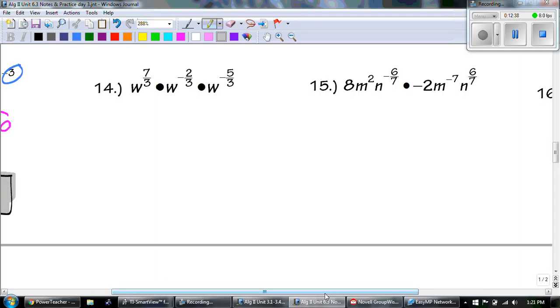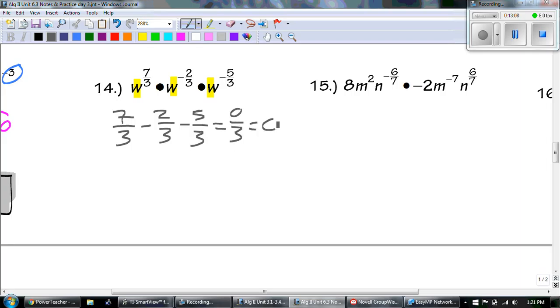Okay? Don't be scared of fractions. Okay? My base is the same. So I can add them up, combine them. 7/3 minus 2/3 minus 5/3. And well, I know that 2 and 5 is 7, so 7 minus 7 is 0/3, which is 0. So this is really saying w to the 0, and if my exponent's 0, my base turns into 1.